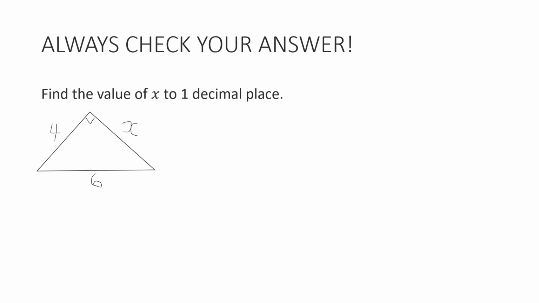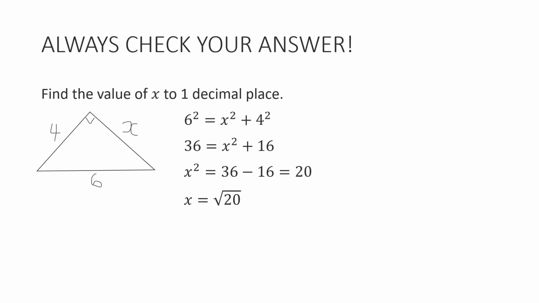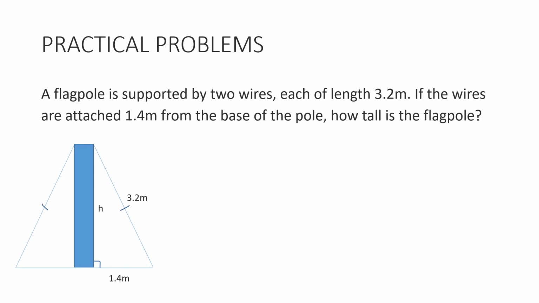So let's do it properly. So we want to start with 6 squared is equal to x squared plus 4 squared. Working these out, we get 36 is equal to x squared plus 16. Subtract 16 from both sides. X squared is equal to 20. And then do the square root. X is equal to the square root of 20, which is 4.5. Okay, let's substitute that in and see whether that makes sense. It does, doesn't it? Because both of these are smaller than the hypotenuse.